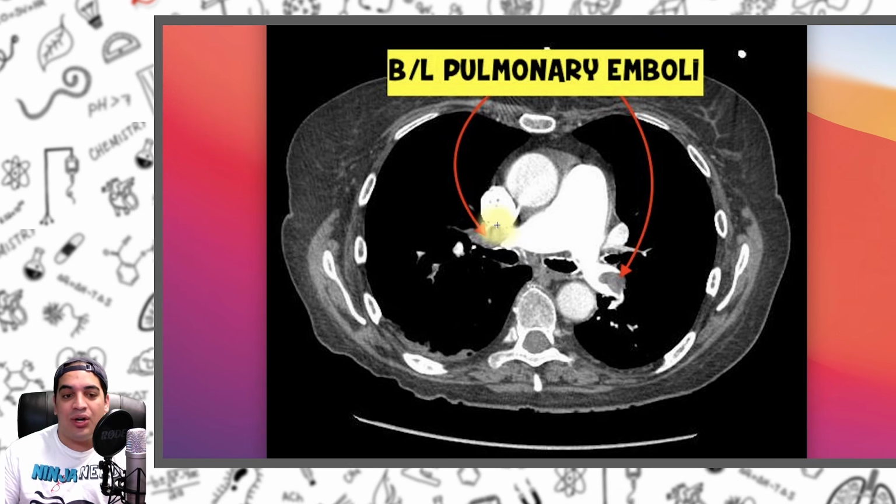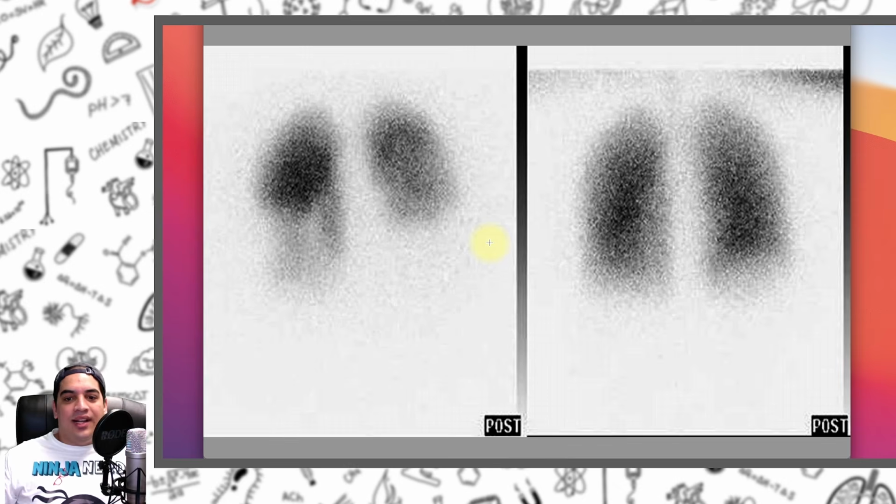Now let's take a look at the alternative test that we can utilize called a VQ scan. All right, engineers, let's take a look here at a VQ scan. With a ventilation perfusion scan, we utilize an element called technetium, and it helps us to light up on this actual ventilation perfusion scan. So here on the right, this shows ventilation. You're seeing the technetium getting inhaled and ventilating all of the alveoli in the right and left lung.